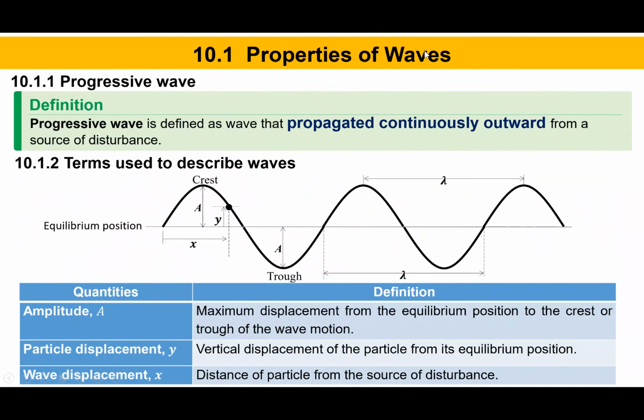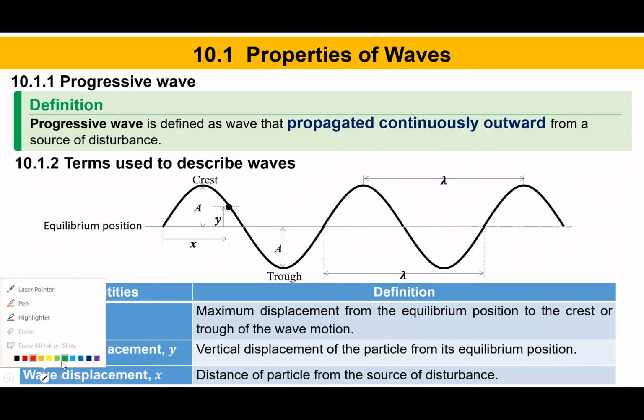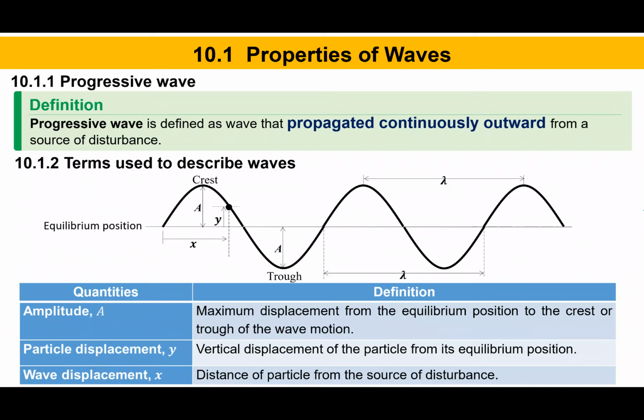Okay, so next we are going to talk firstly about the progressive wave. So what is the progressive wave? Progressive wave is defined as the wave that propagated continuously outward from the source of disturbance. Okay, itu dia punya keywords. Propagated outward from the source of disturbance.